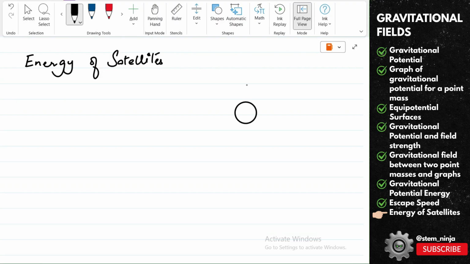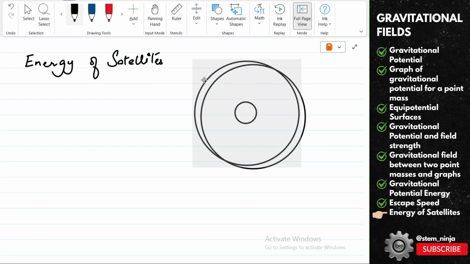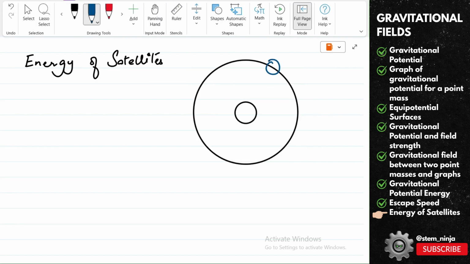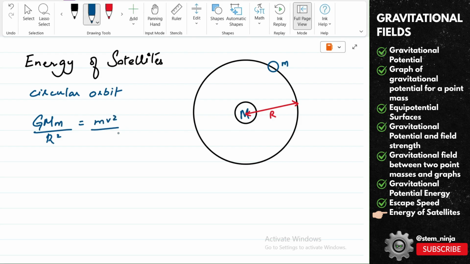So when you have, for example, a central body and an orbiting body, this is capital M, this is m, and the orbital radius, the distance between them, is r. We remember the formula, since we are assuming a circular orbit: GMm over r squared is equal to the centripetal force mv squared over r. So cancelling out m and r, we get v squared equals GM over r.